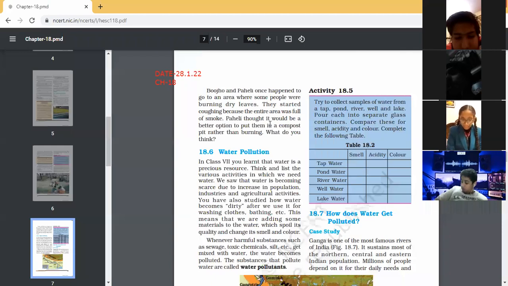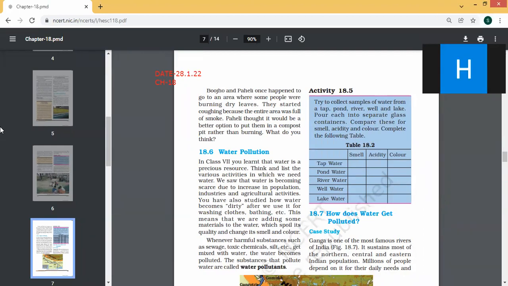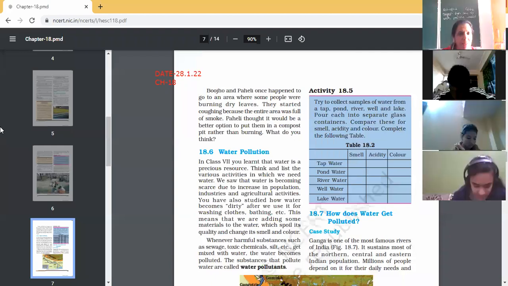So there can be a question: why should a person make compost of dry leaves instead of burning? How does it help to reduce pollution? Can you give me the answer? How does making compost help in reducing the pollution? Kindly tell. Anyone wants to give the answer? Ma'am, is burning better or composting better? Ma'am, composting. Yes, that's why I'm asking, why is composting better than burning?